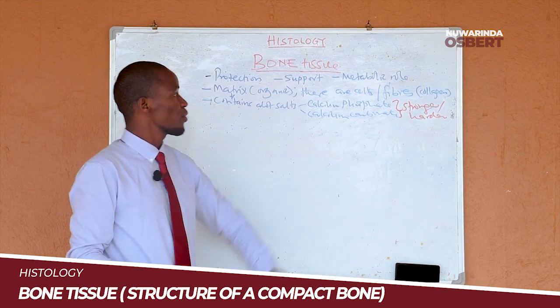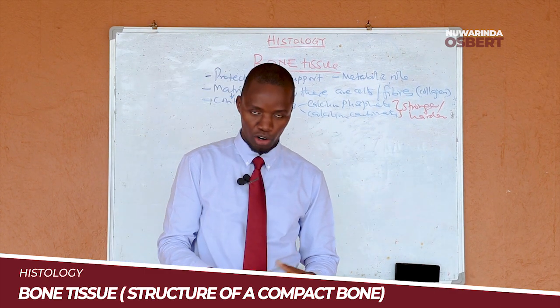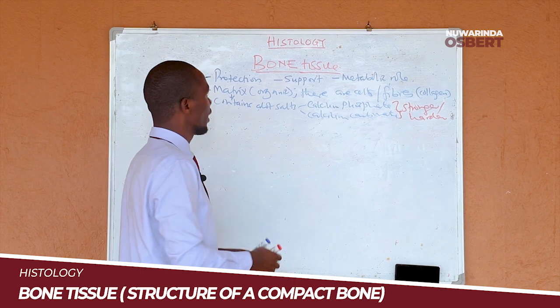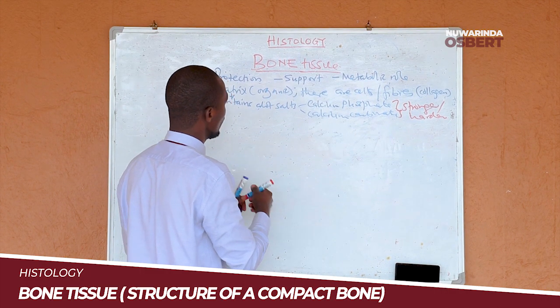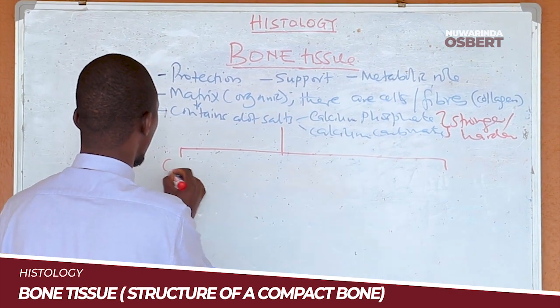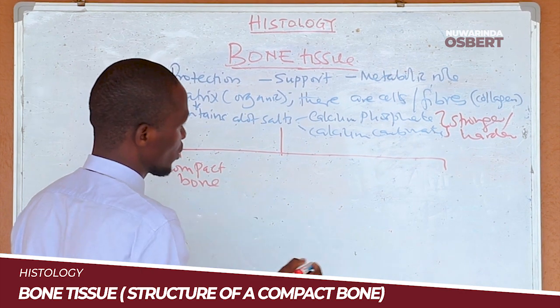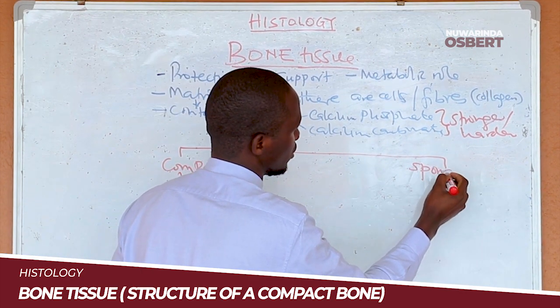When you come to bones, we are saying that bones are of two categories. And what are these two categories? We have what we call a compact bone, and we have also got what we call a spongy bone.